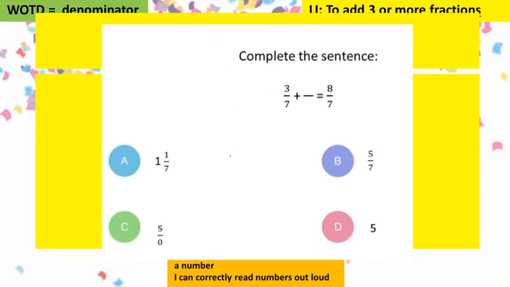Okay, let's look at the next question, which is the last one of these types before we do a slightly more familiar set of warm-up questions. So this is complete the number sentence. 3/7 add what equals 8/7. So pause the video, have a go at this question, and then restart it once you think you know the answer.